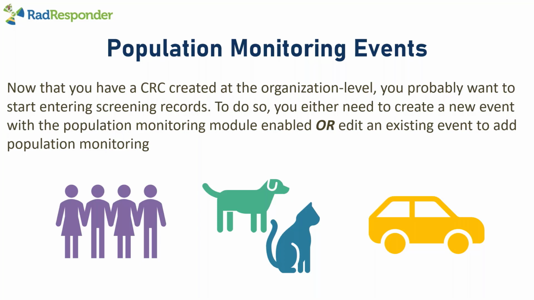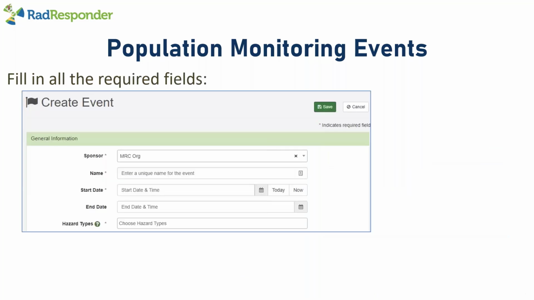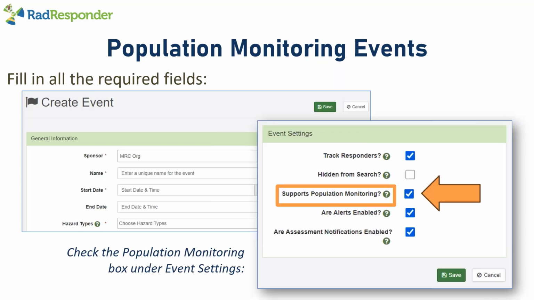If you do wish to create a new event, you can do so from the website or the mobile application. You do have to have that event creator role. From the home page, you can either select that green Create button from the tile, or from the upper ribbon, you can select that down button and select Create an Event. Either way, you'll be brought to the event creation form. You'll fill in all of the required fields. And then when you get to the bottom under Event Settings, you'll see a Supports Population Monitoring option. If you want to enable population monitoring for this event, you'll check that box.